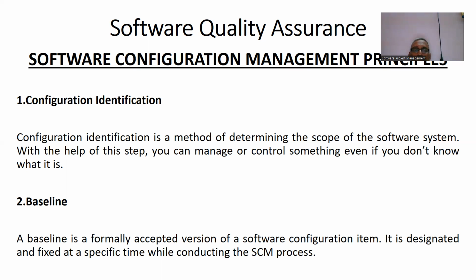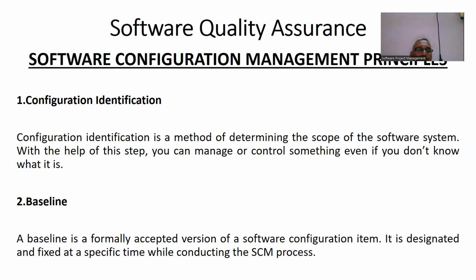Next one, baseline. A baseline is a formally accepted version of a software configuration item. It is designated and fixed at a specific time while conducting the SCM process. It can only be changed through formal change control procedures. Next one, change control. Change control is a procedural method which ensures quality and consistency when changes are made in the configuration object. In this step, the change request is submitted to the software configuration manager.